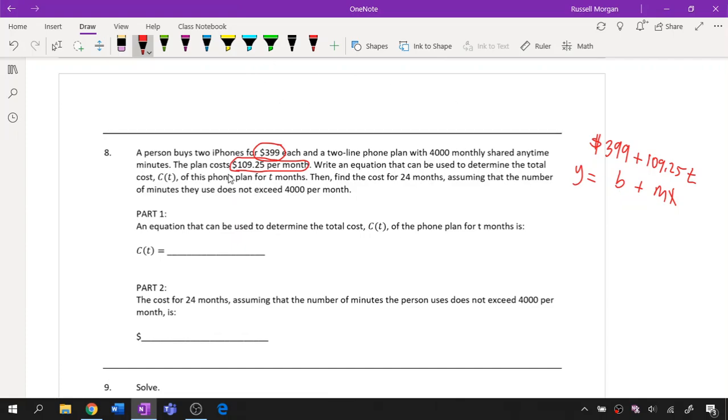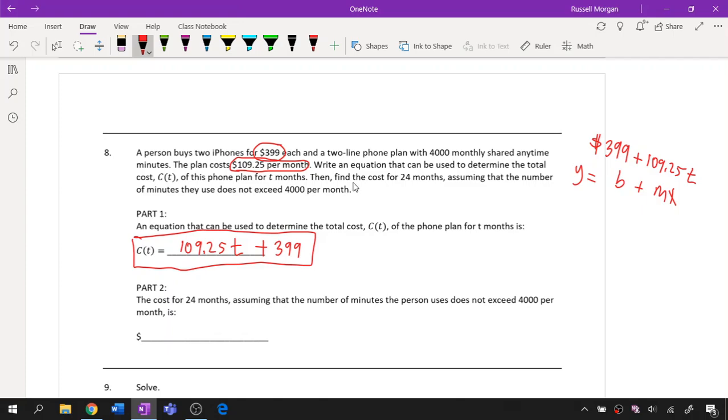Looks like we don't need to worry about this next part. Let's just get this equation. Write the equation that can be used to determine the total cost of the plan for t months. So I believe I have it over there. I'm going to rewrite it into y equals mx plus b order. There's my slope times the number of time that it would grow. And then here's my initial value for buying those phones. There's my equation.